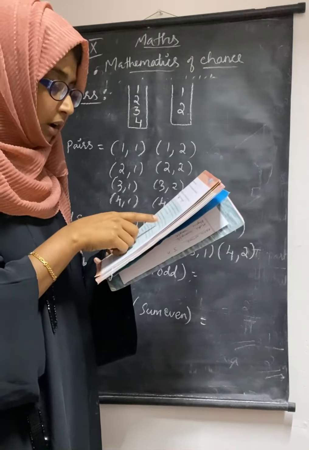What is the probability of the sum of numbers being odd? And what is the probability of the sum being even? So first what you have to do, we have to make a pair now.